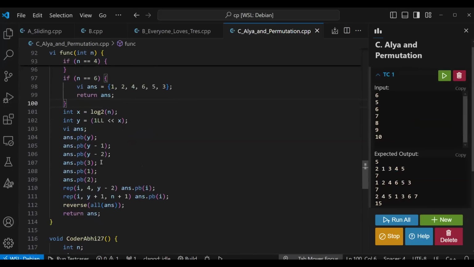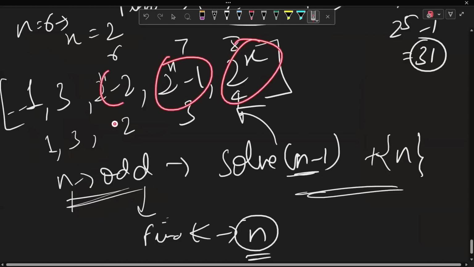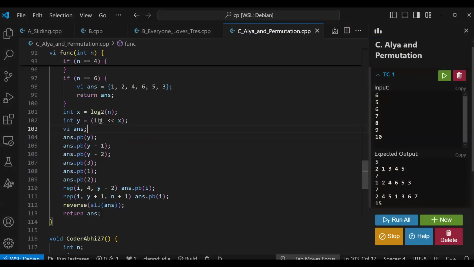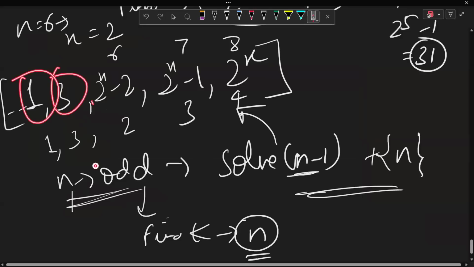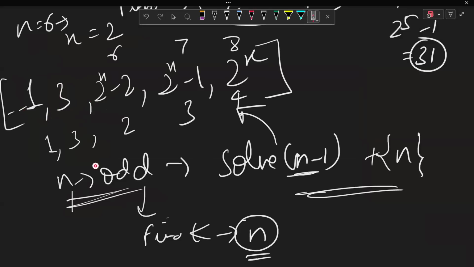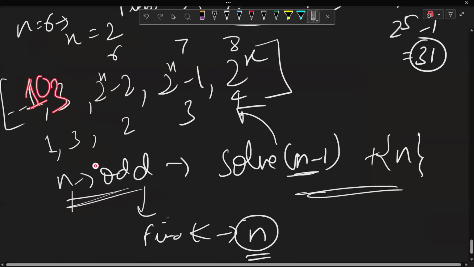After that, I wrote my general case, where x is log base 2 of n. I got x, and y is 2 to the power x. So I have to push back y as 2 to the power x, then y minus 1, y minus 2, then 3, then 1. After that, just push all the elements in any order, it doesn't matter. I already have pushed 3 and 1, so 2 is remaining, and I just pushed 2.